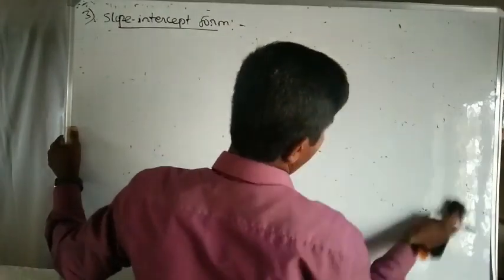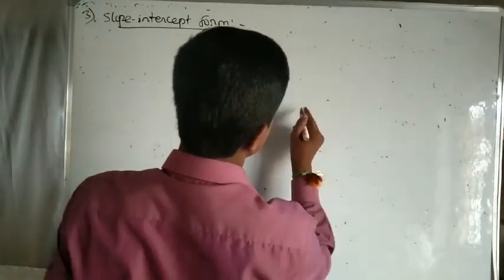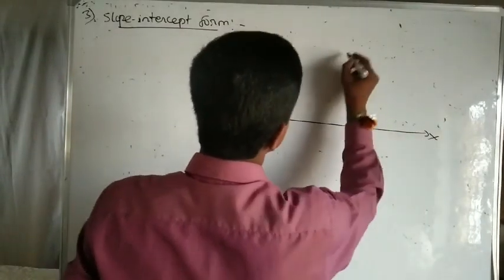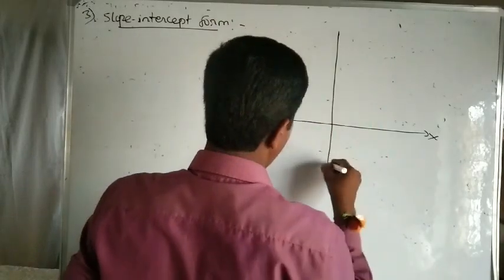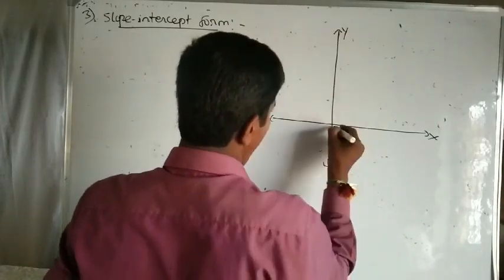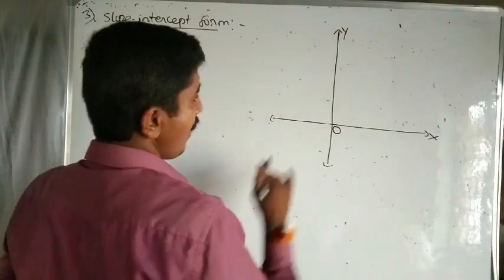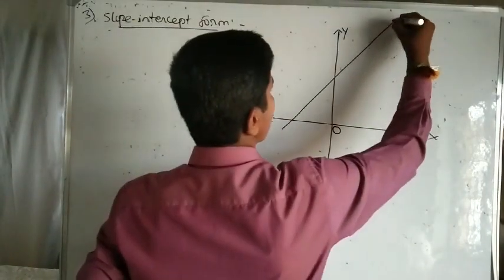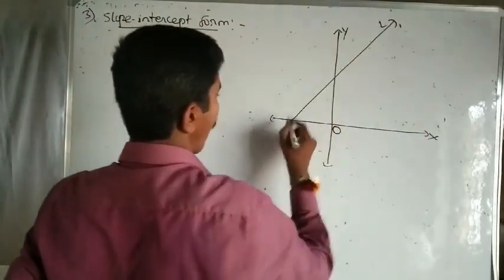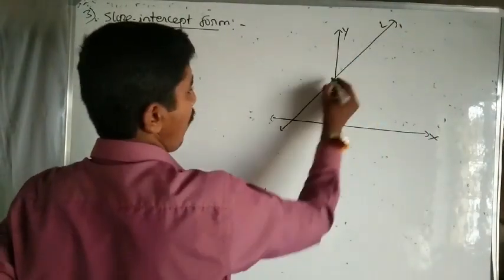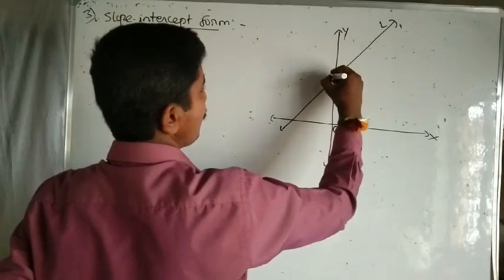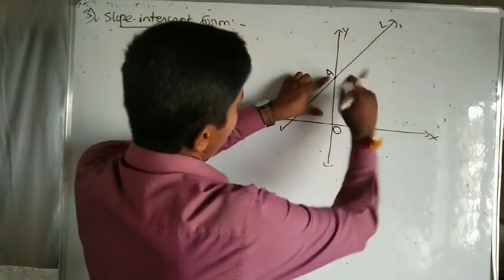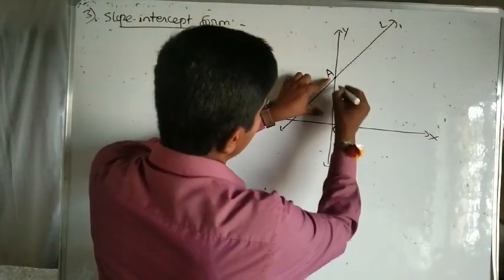So consider the xy plane, x-axis, y-axis, and O is the origin. Let us take a line L that cuts the y-axis at a point, let this point be A. Here the distance OA, I am taking as C, small c.